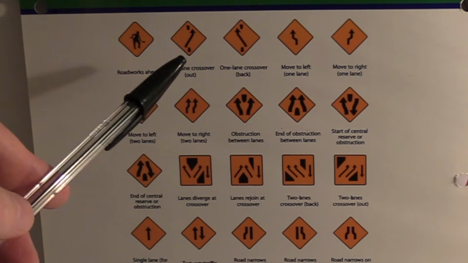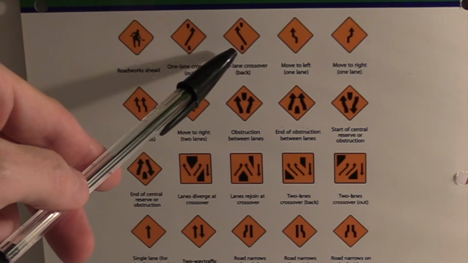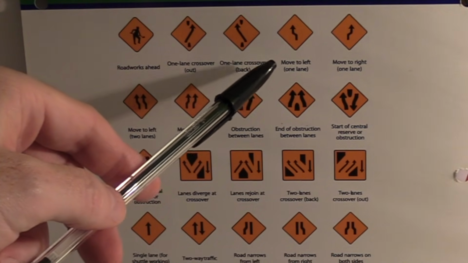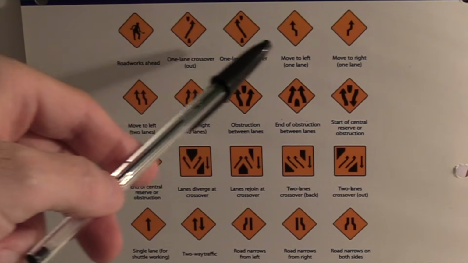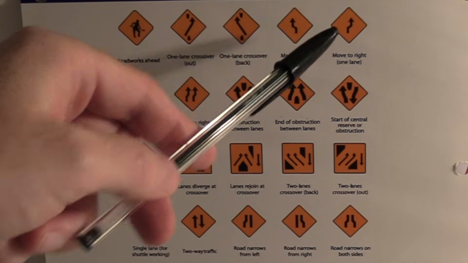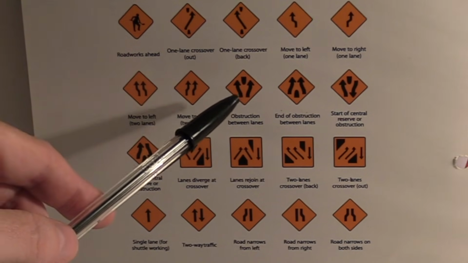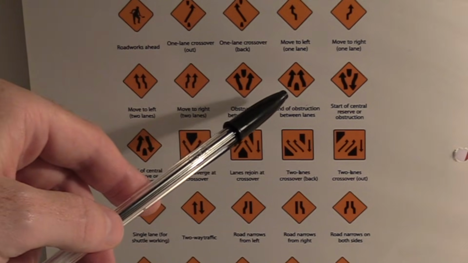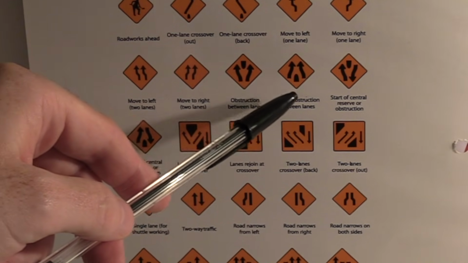Roadworks ahead, one lane crossover to the right, one lane crossover to the left here. This is moved to the left, so one lane is moving to the left, probably in a slightly sharper way than these signs would illustrate. Move to the right, one lane. 2 lanes move to the left, 2 lanes move to the right. That's an obstruction between lanes, so the road divides here, and then the obstruction is over. So end of obstruction here between lanes, the 2 lanes rejoin.